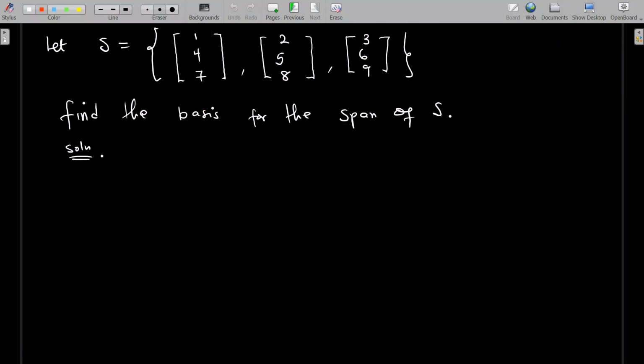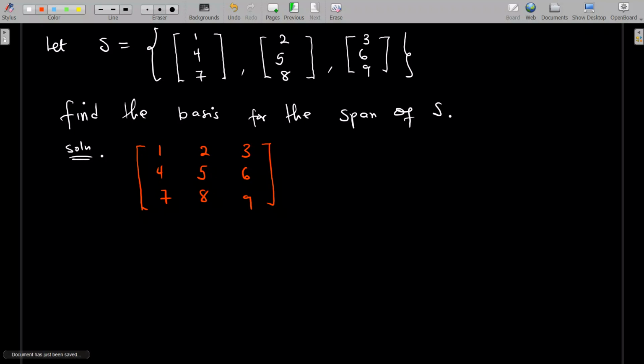Now I have another set of vectors here that I want to work with. So find a basis for the span of S. Now to work with this, I'm going to really go fast. I said first form a matrix with these columns, right? And I'm going to have 2, 5, 8, 3, 6, 9. And it turns out to be the matrix 1, 2, 3, 4, 5, 6, 7, 8, 9.